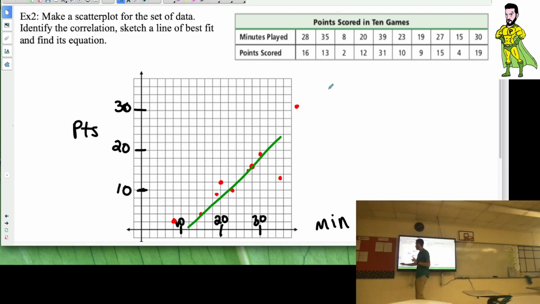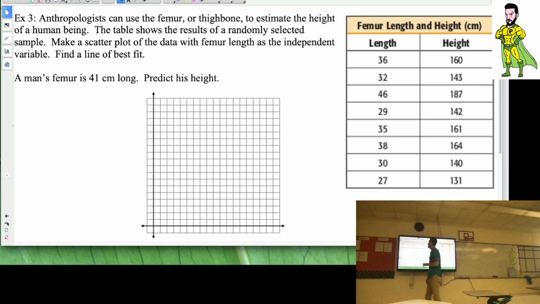So we got one more. Anthropologists can use the femur or thigh bone to estimate the height of a human being. The table shows the results of a randomly selected sample. Make a scatter plot for the data with femur length as the independent variable, which means the x. So here would be our femur.